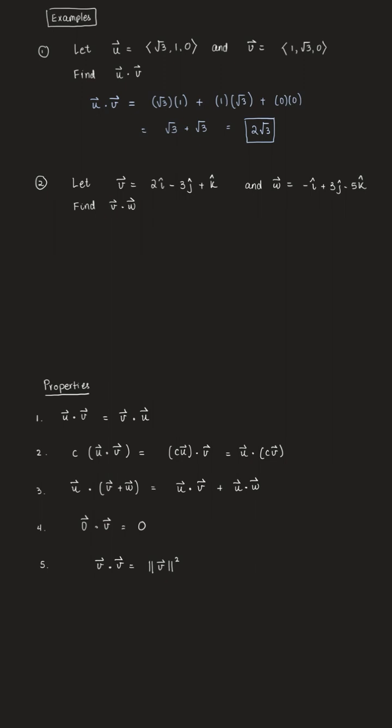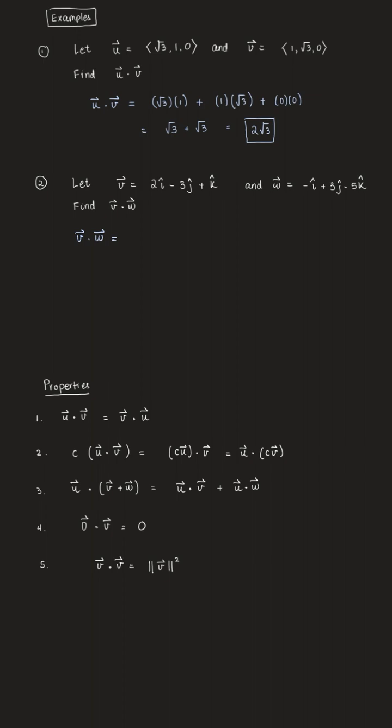So now let's let v be 2i hat minus 3j hat plus k hat, so our other way of representing vectors, and w is negative i hat plus 3j hat plus negative 5k hat. So to find v dot w, we're going to multiply those corresponding components and add.